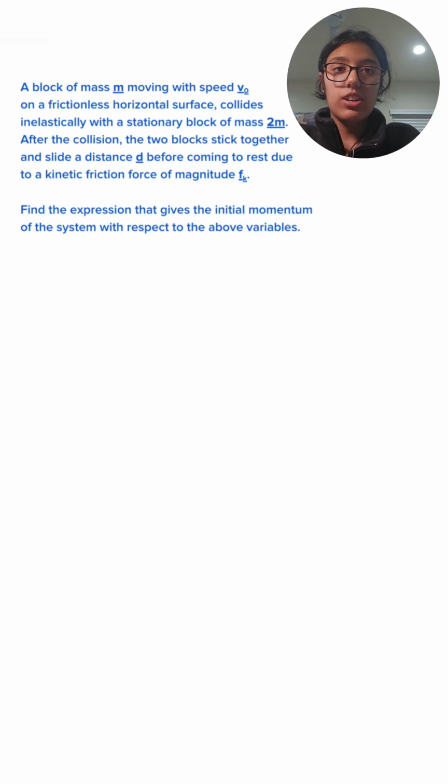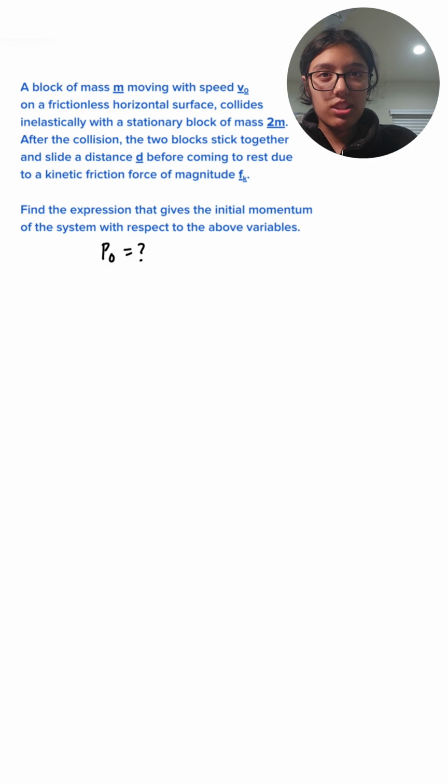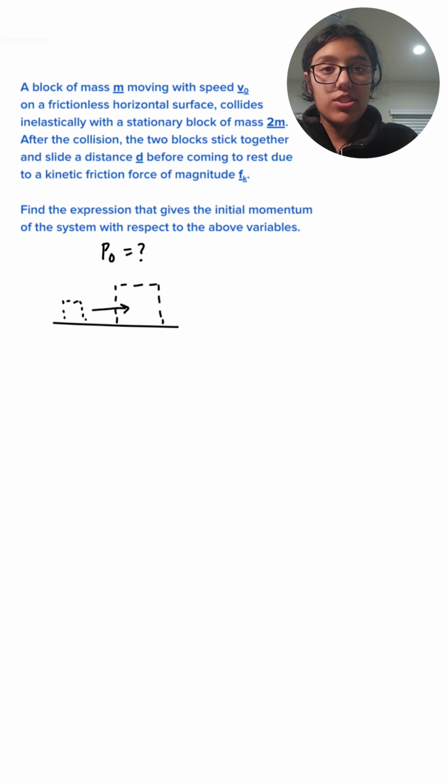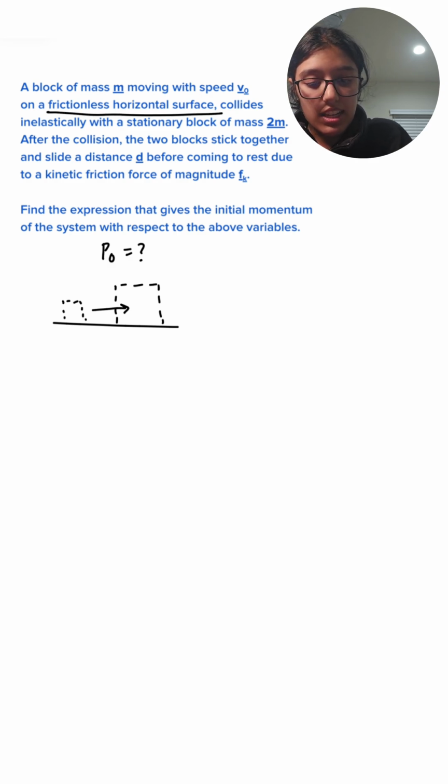So right off the bat, I know this is going to be a momentum question, and we are supposed to find the initial momentum. So this is what we are supposed to find. Now, there are essentially two parts to this problem. The first part is that we have a small block, and it collides into this block right over there, and this exemplifies conservation of momentum because there is no net external force, since it is frictionless.